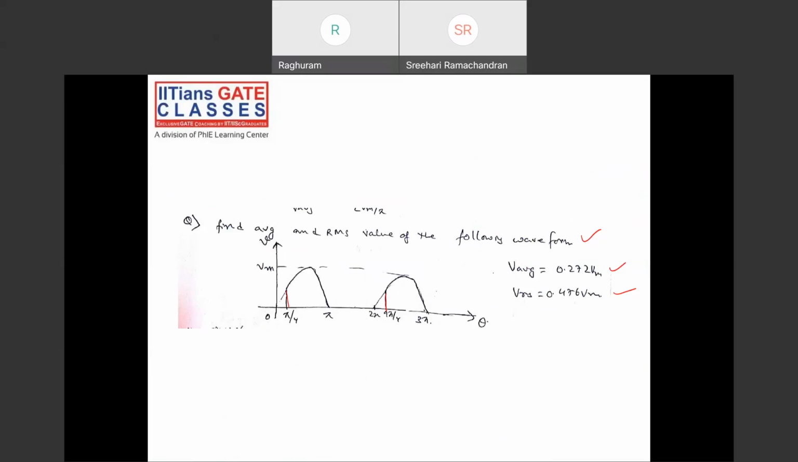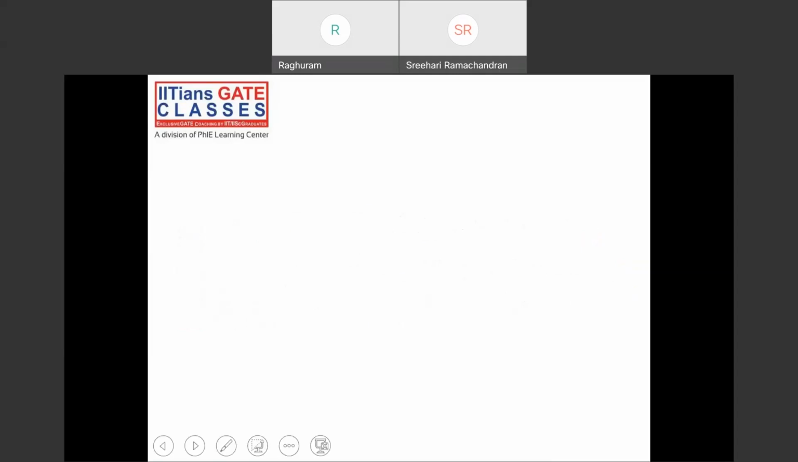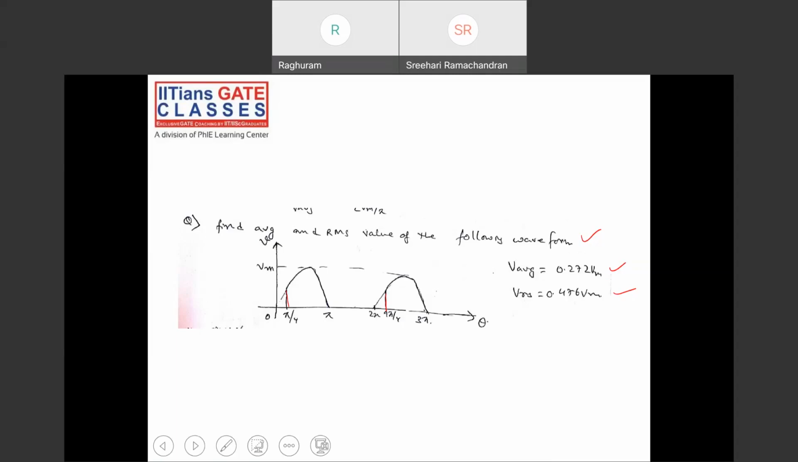Actually, I'm not an electrical guy, but some firing is done. In power electronics, you'll get to know this. This is what you call controlled rectifiers. This is a half wave controlled rectifier. There is a firing: the thyristor, SCR, is fired at pi by 4. This is how you do it.